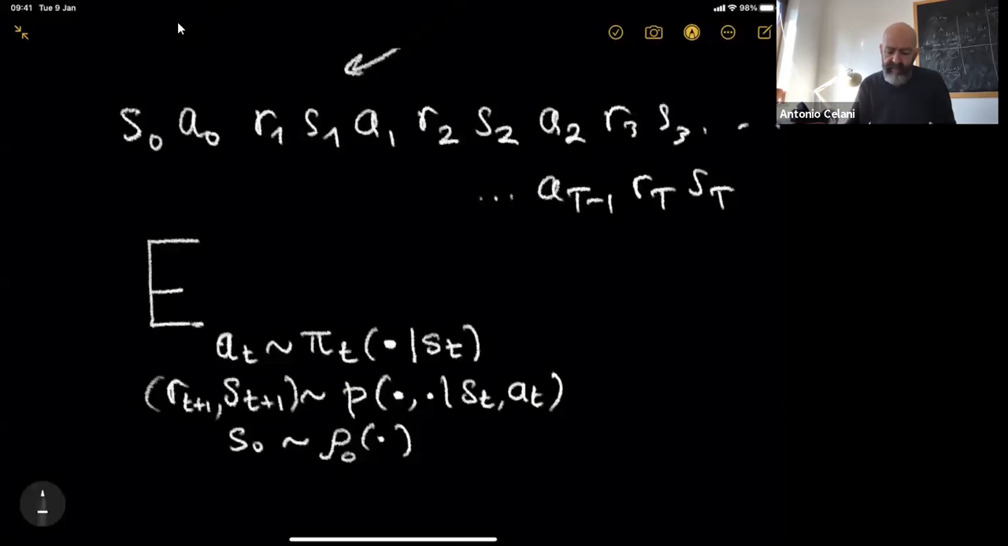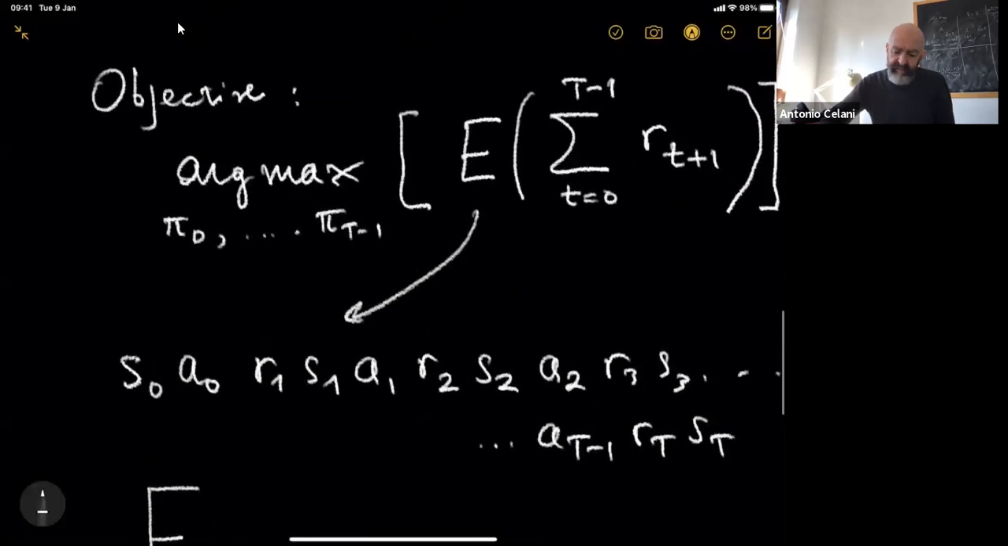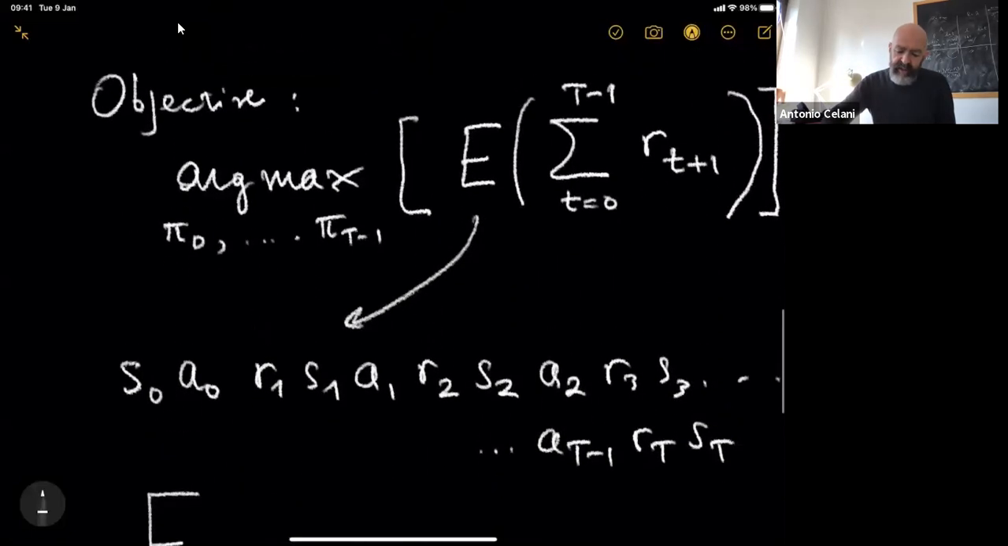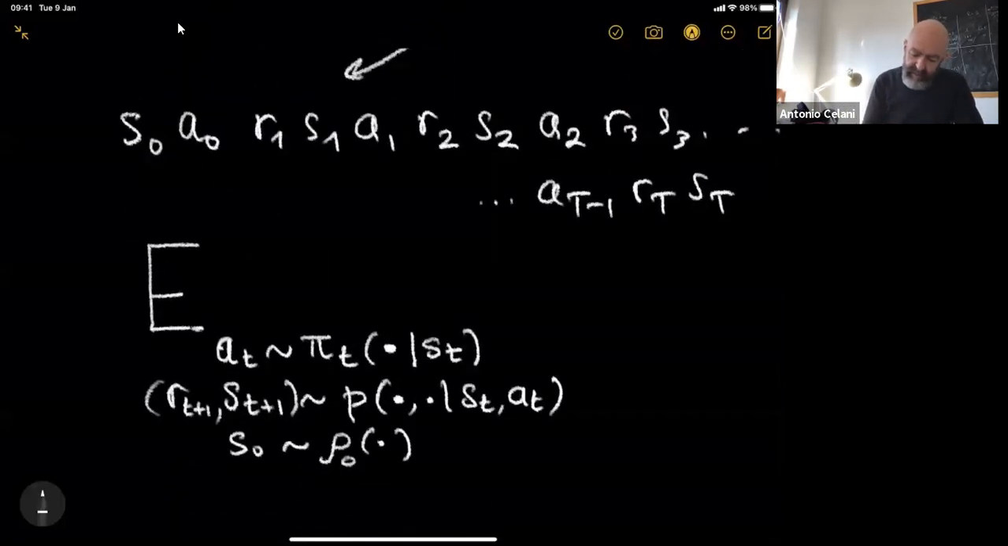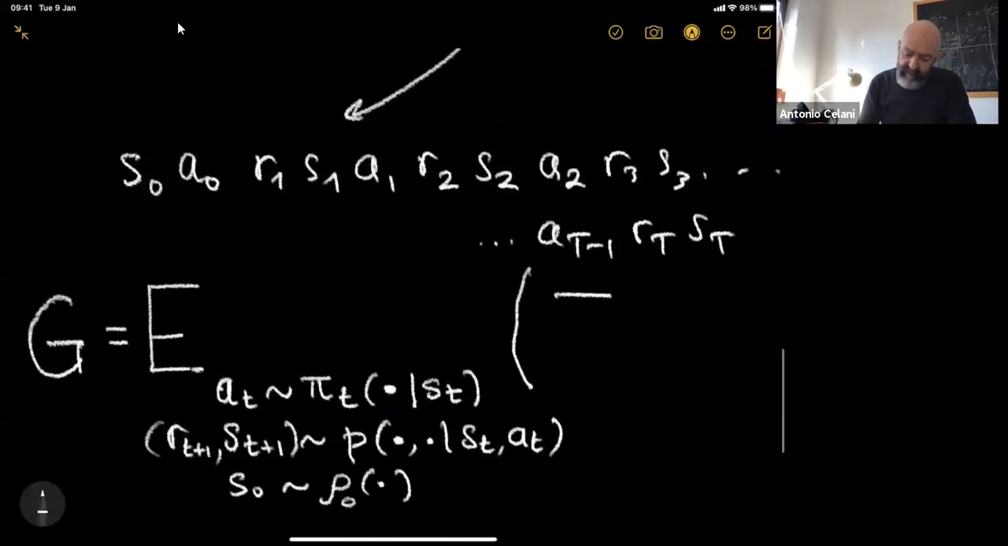I'm deliberately very, very slow and redundant in order for you to understand what all the implications are here. So when we write this objective function, again, I'm going to rewrite this. This is a big object, so let's call this objective function G for the moment. Again, I'm repeating, it is the sum from 0 to T minus 1 of the rewards R t plus 1.